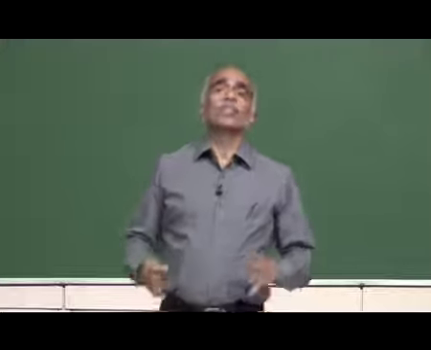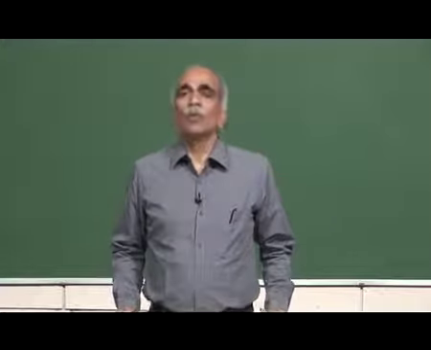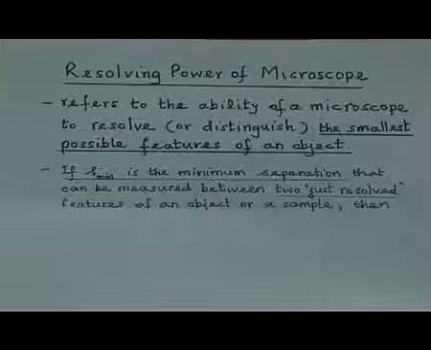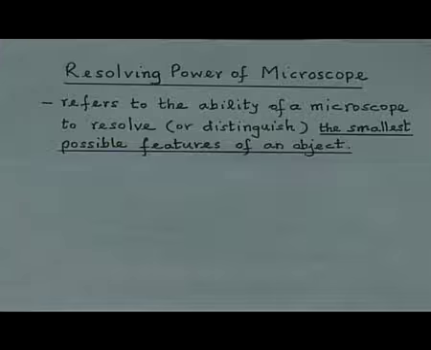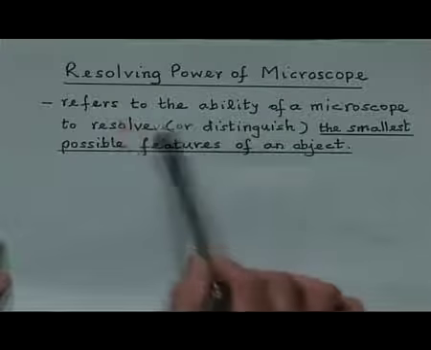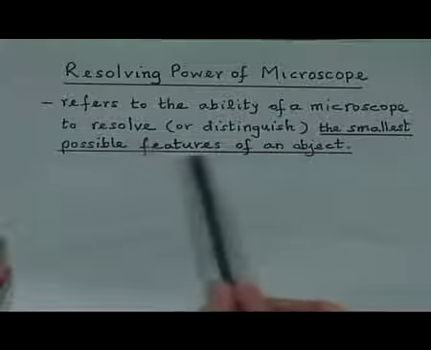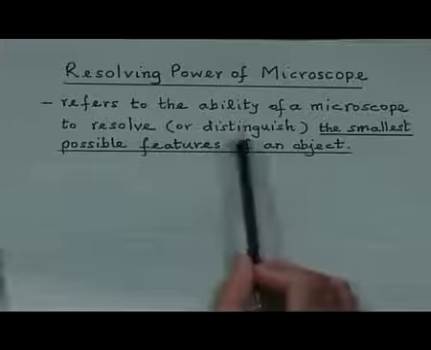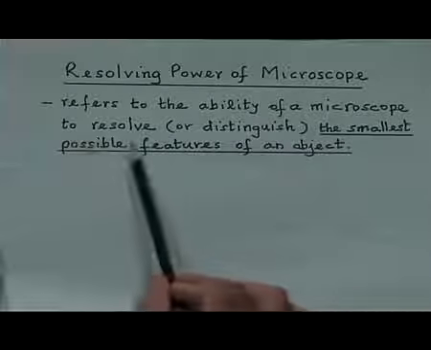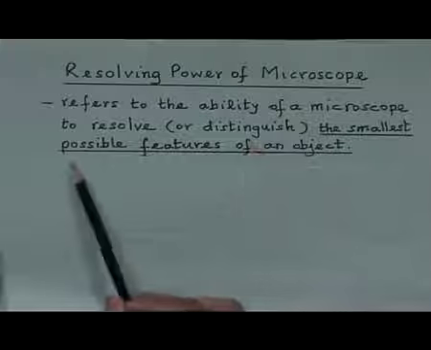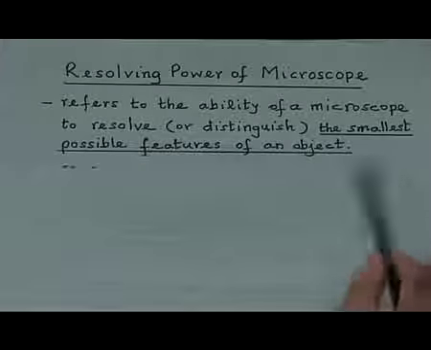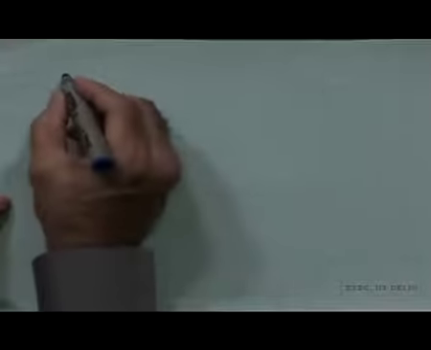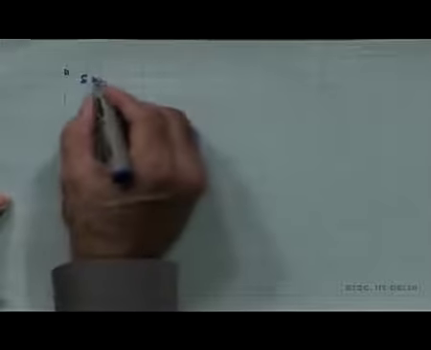Let us now look at the resolving power of the optical microscope. Resolving power of a microscope refers to the ability of a microscope to resolve or distinguish the smallest possible features of an object. What do we mean by this smallest feature of an object? For example, let me show you what it means. If you have a subject, what do we mean by these smallest features?